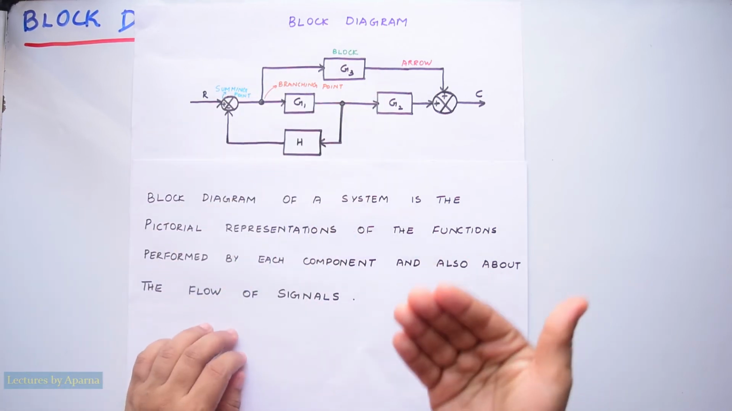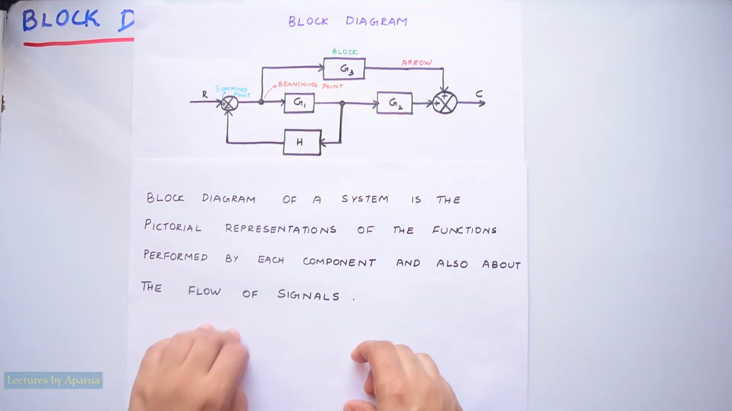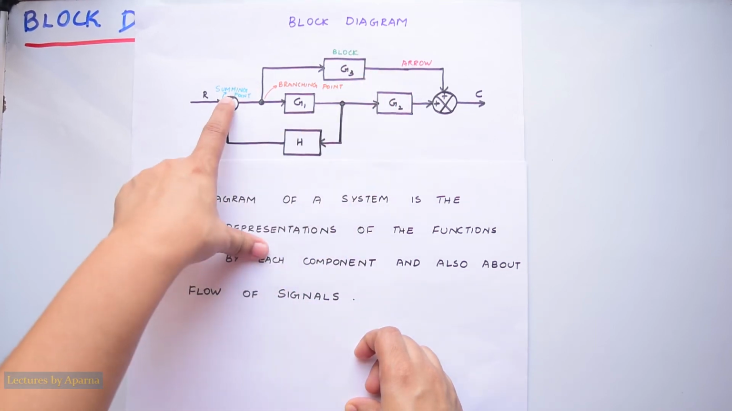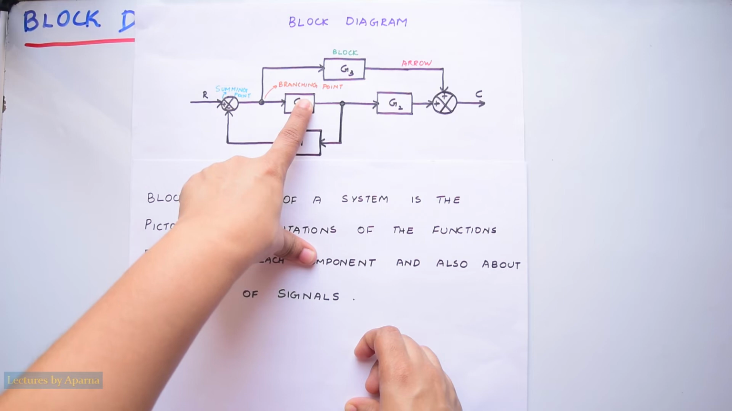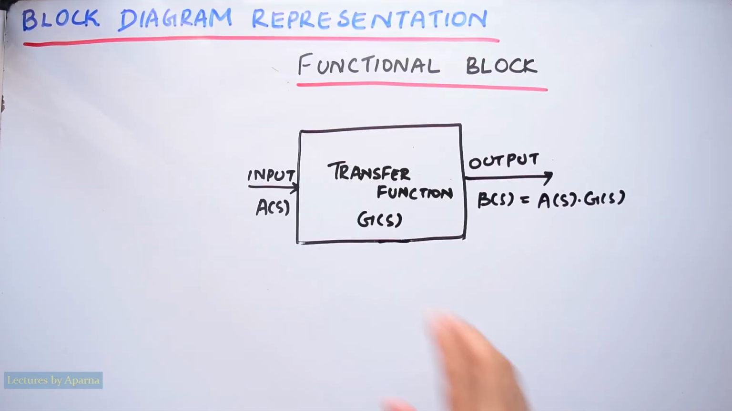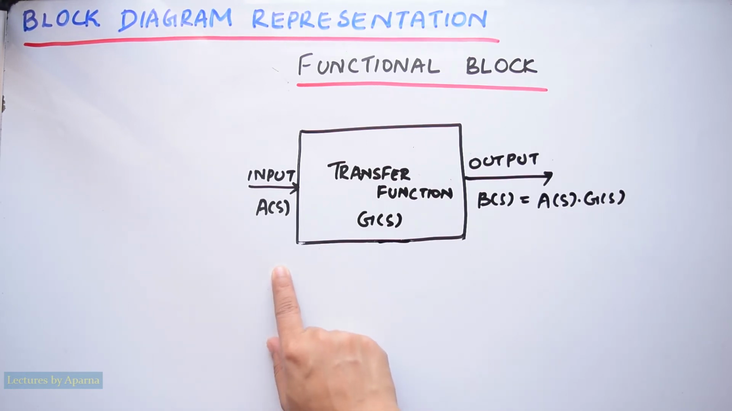Now there are four basic elements for a block diagram. They are block, arrow, summing point and branching point. First let us see a block. A block, or otherwise called a functional block, is a symbol for the mathematical operation that is performed on the input signal to that block.